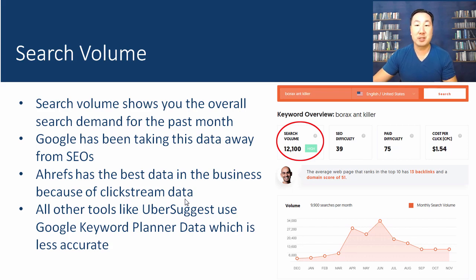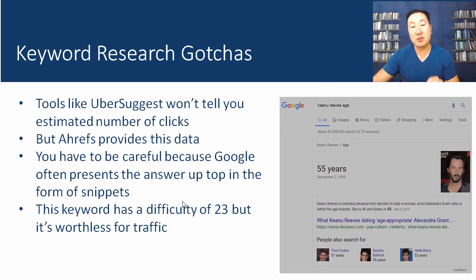All other tools like Ubersuggest and Longtail Pro use the Google Keyword Planner data, which tends to be less accurate, once again because Google has been hiding this data away from SEO people. Now, there are a couple of gotchas, especially if you're using the free keyword tools like Ubersuggest: it won't tell you exactly the number of clicks that people are performing, whereas Ahrefs actually provides this data.